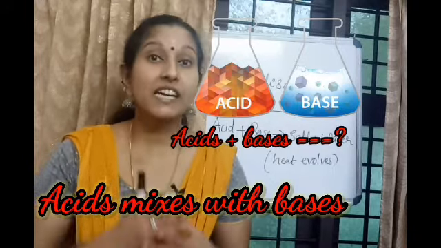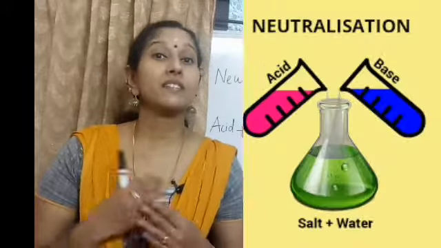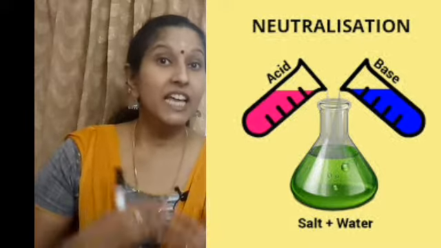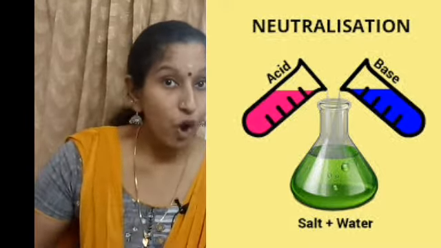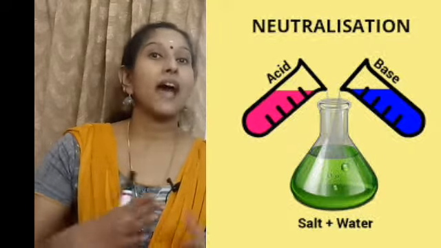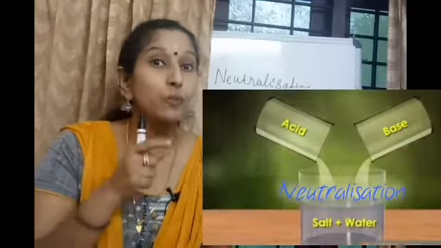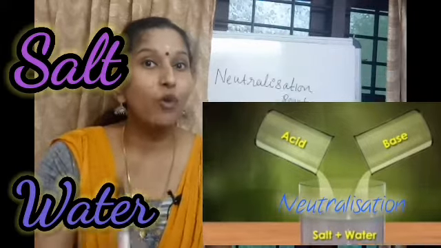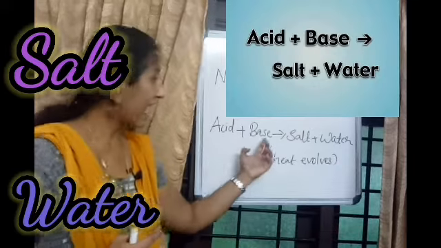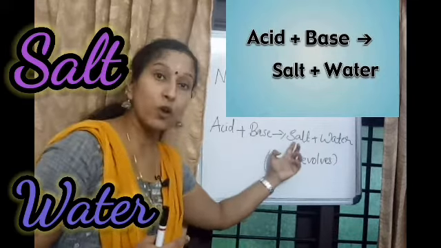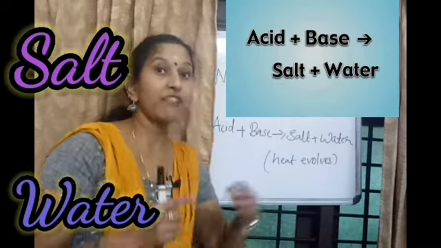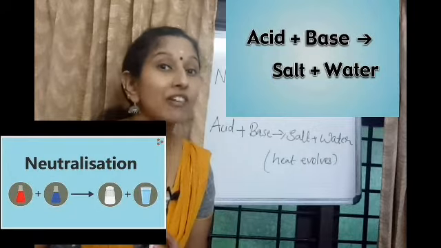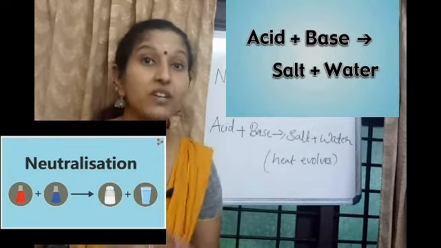When an acid reacts with a base, we get products like salt and water. So which are the two products obtained when an acid reacts with a base? Salt and water. If a reaction gives salt and water as the products, such reactions are known as neutralization reactions.